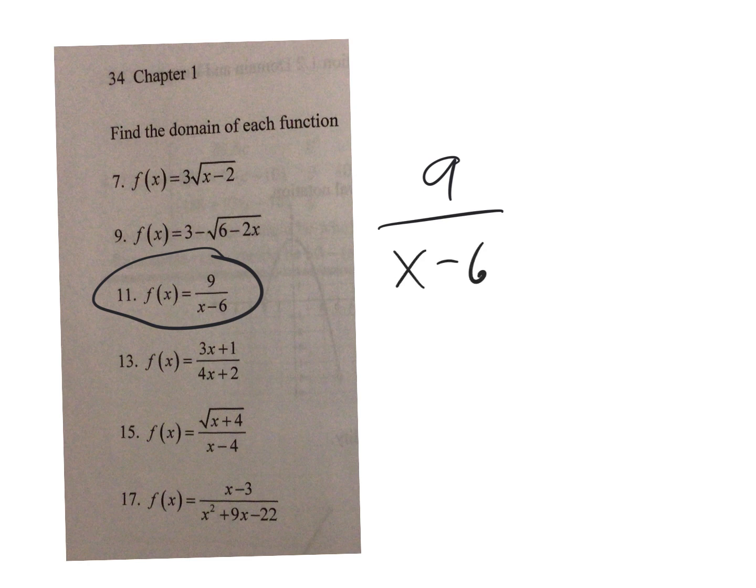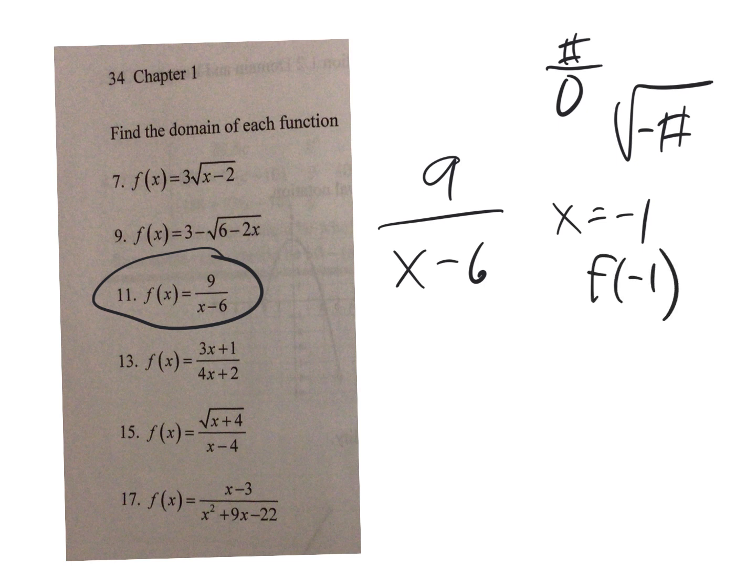Now the two things at this point in the course that you have to worry about are that I can't divide by 0, and I also can't take the square root of a negative number. So those are the two issues we have to deal with when we're looking at domain and range at this point. So what if x equals negative 1? Can I substitute negative 1 into this function? In other words, can I find f of negative 1 and get an answer, or is that going to lead to division by 0? That's going to give me 9 over negative 1 minus 6, which is 9 over negative 7. And yes, negative 9/7 is a perfectly fine number.